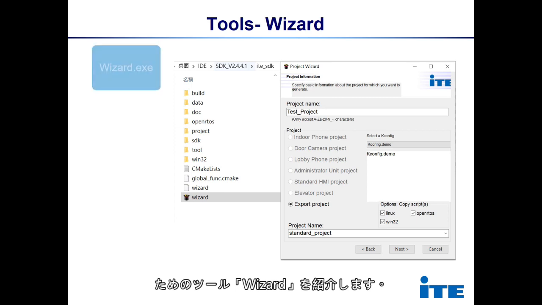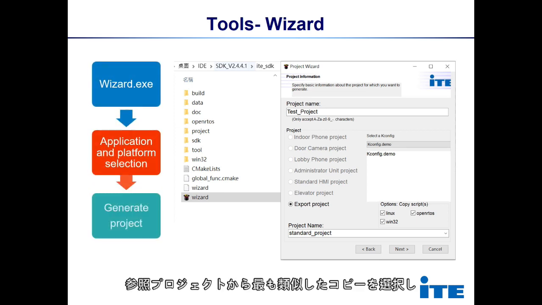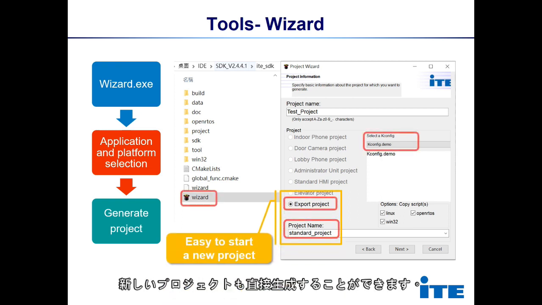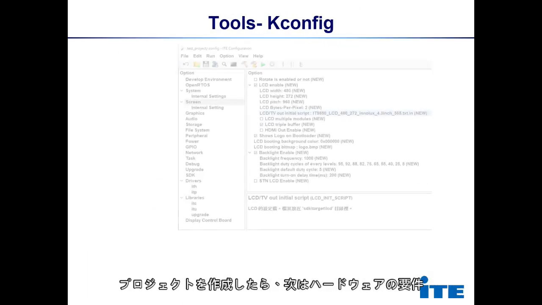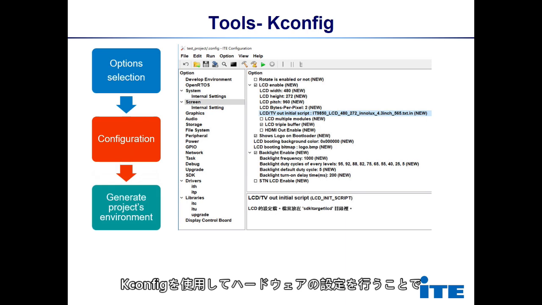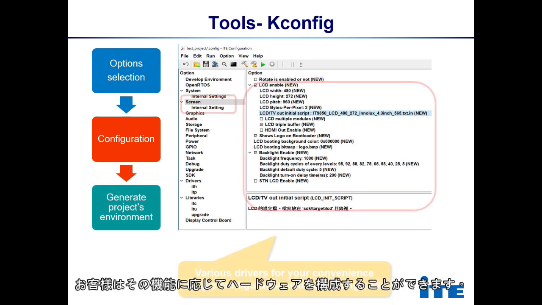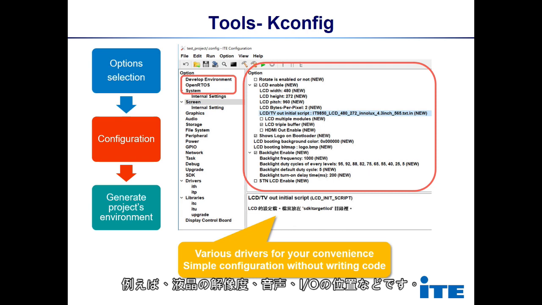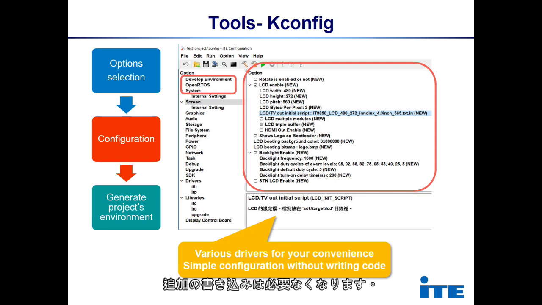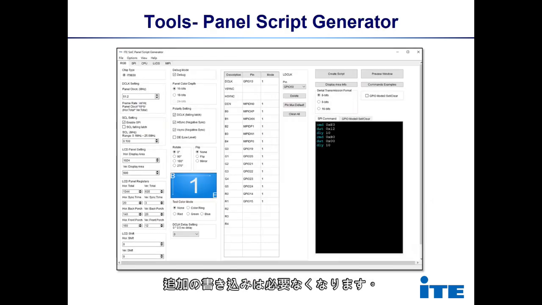You can generate a project quickly using Wizard. Select the most similar reference project you need and it will be done with only few modifications. You can also generate a new project directly. After generating the project, hardware configuration can be processed through Kconfig. Customers can make various configurations according to the functions on the hardware. For example, the resolution of the LCD, audio and I/O pins, etc. The related drivers are included in the SDK and can be integrated with the drivers by simply setting them up. No need for engineers to write additional driver code.